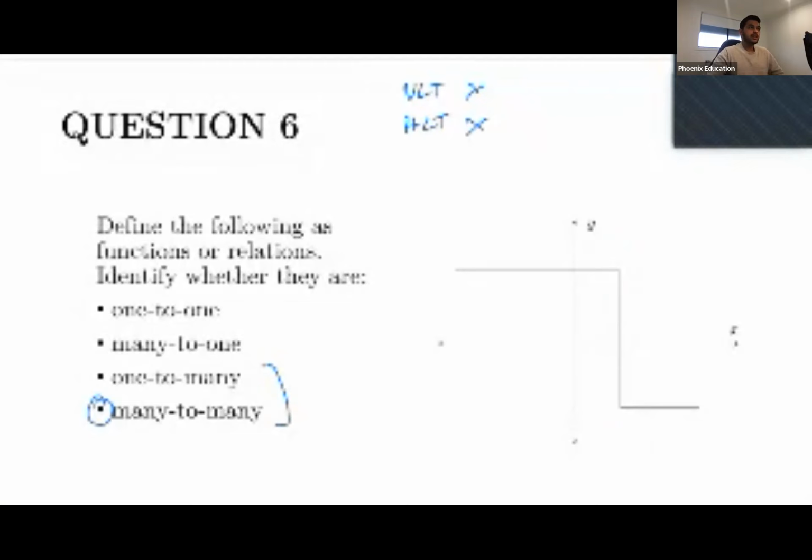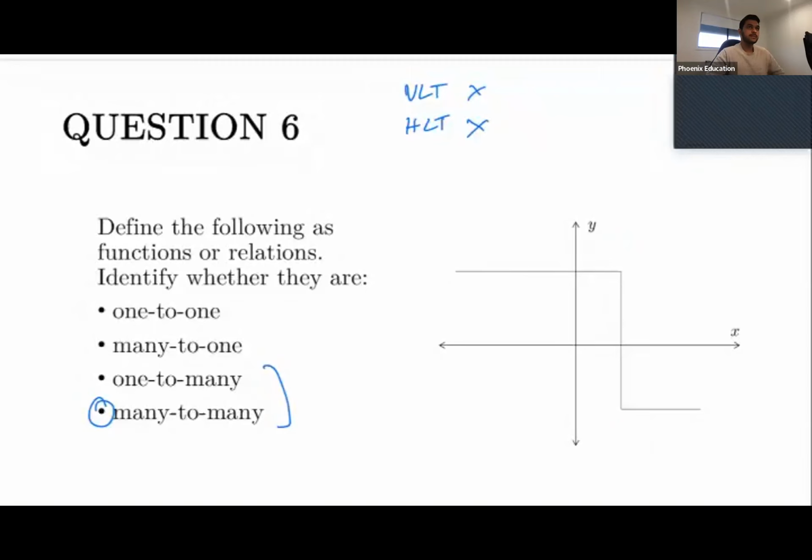Okay, I'll pause here in case it needs a second to clear itself up.